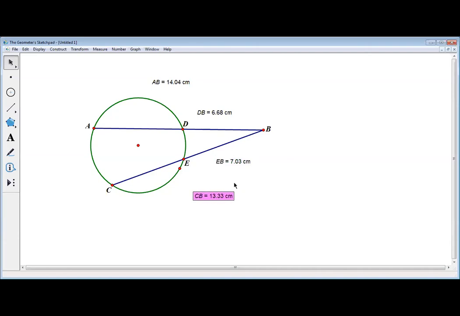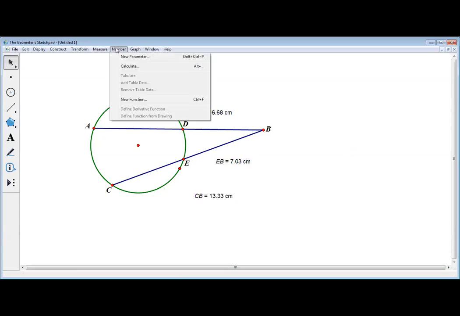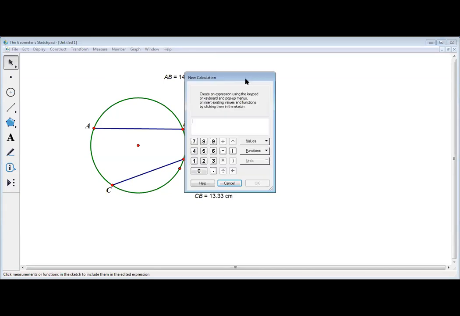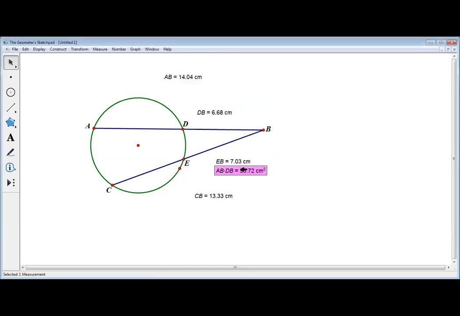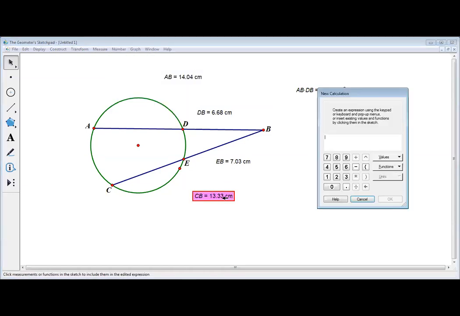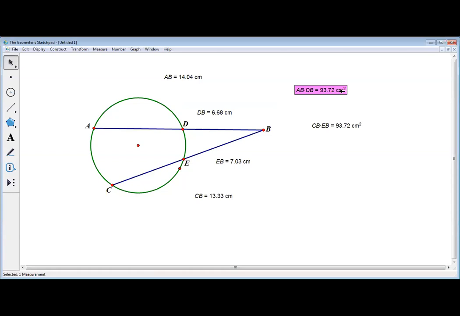All right, so what do you guys think? So if you're thinking this is going to be similar to our last theorem, you are correct, because this number times that number is going to equal this number times that number. All right, big surprise. I know, so let's calculate that. Let's make sure. This times that, 93.72. This times this, calculate. That times that, and voila, 93.72.